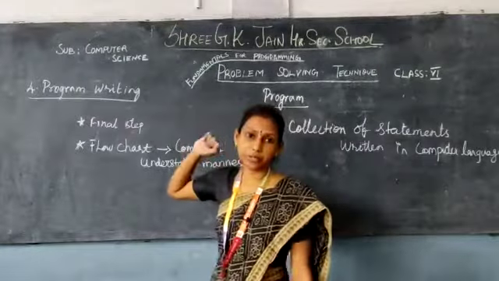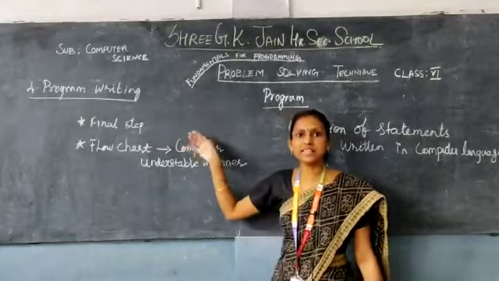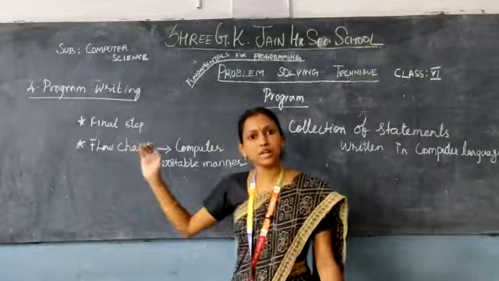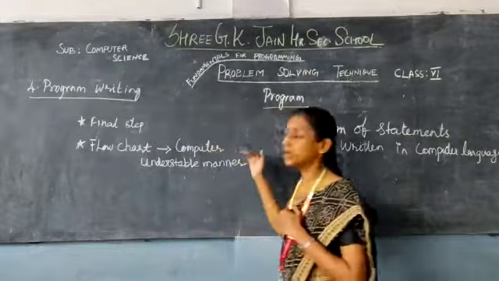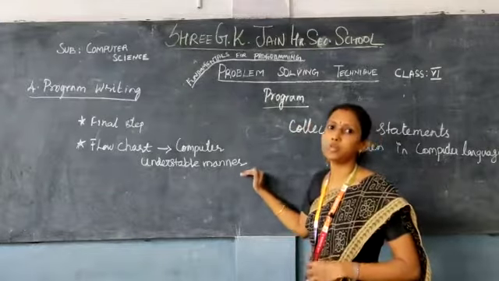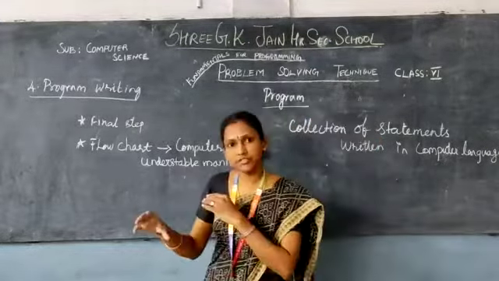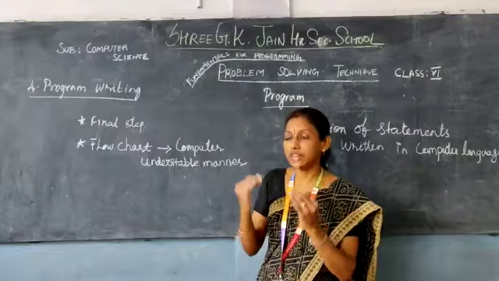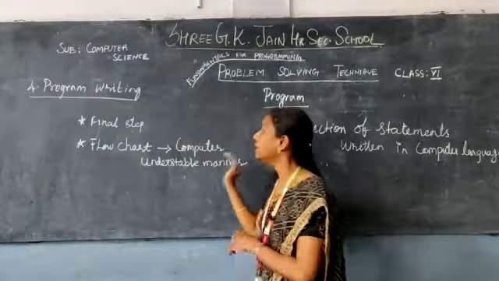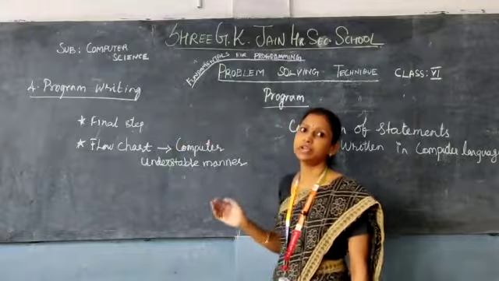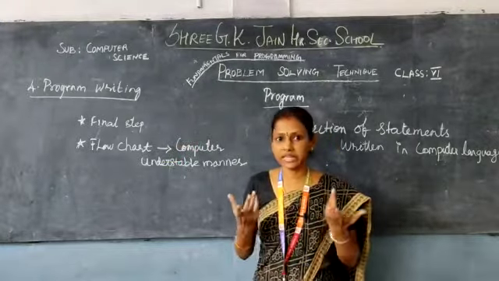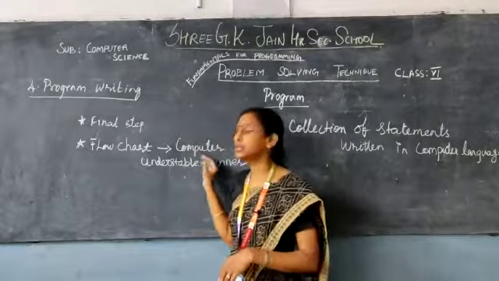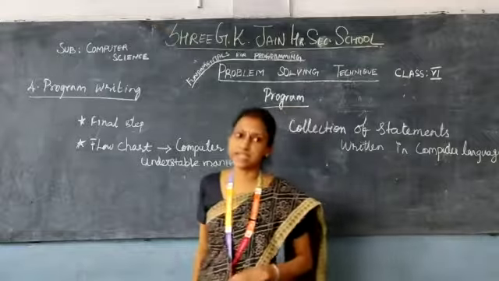Fourth step is program writing. This is the final step in our problem solving technique. Here we have to convert the flow chart into a computer understandable form. We have drawn a flow chart for the problem, and that flow chart is going to be converted into a computer understandable manner. If you give it as a flow chart, the computer cannot understand it. For that purpose, we are going to convert it.